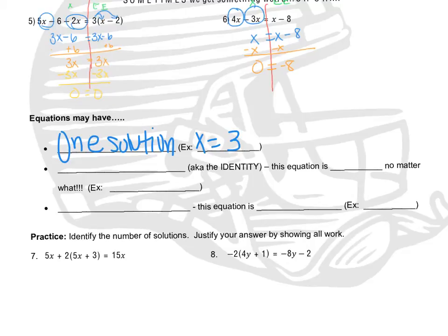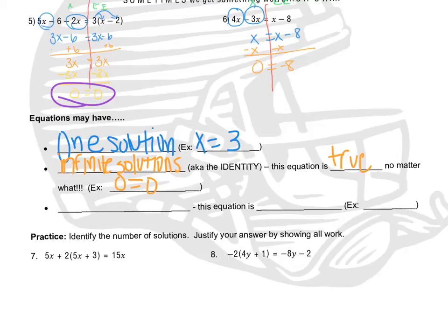Whenever you get something like this, 0 equals 0, that is called infinite solutions, and it's also known as the identity. And what this means is that the equation is true no matter what. So when you solve it, you're going to end up with something like 0 equals 0.